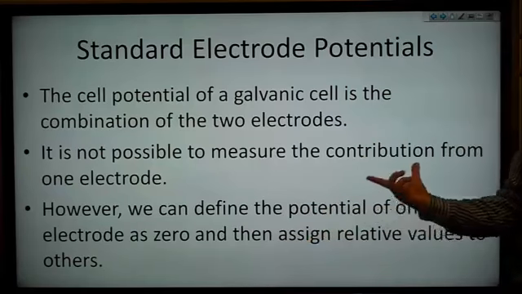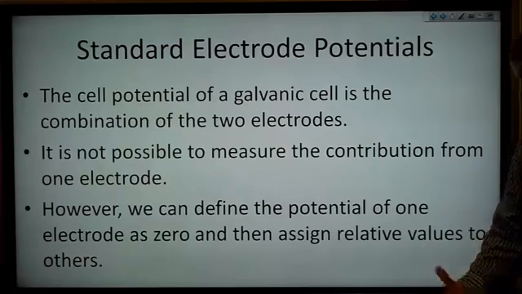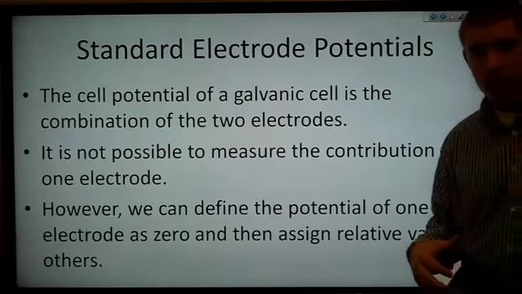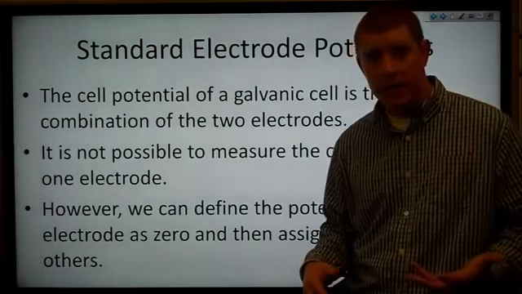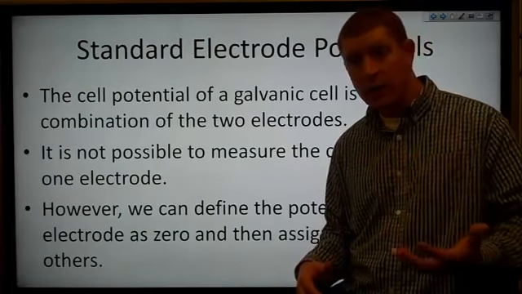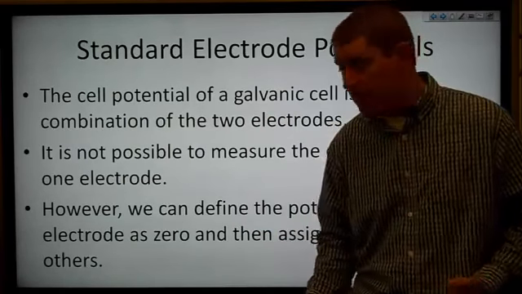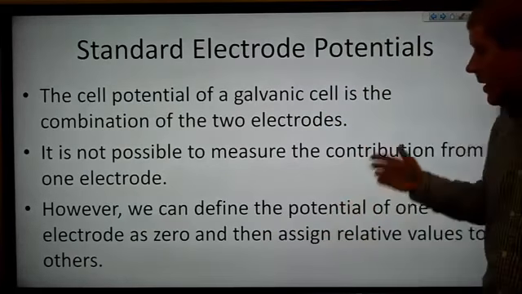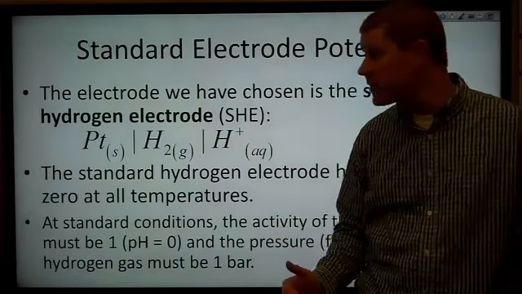But we can define the potential of one electrode as 0, and then assign relative values to all the other ones. So we do the same thing as what we did with the case of ionic strength. With ionic strength, we defined the hydrogen ion to be 0, and then we measured all the others relative to that. We're going to do the same thing here, and we're going to pick a pretty equivalent case.